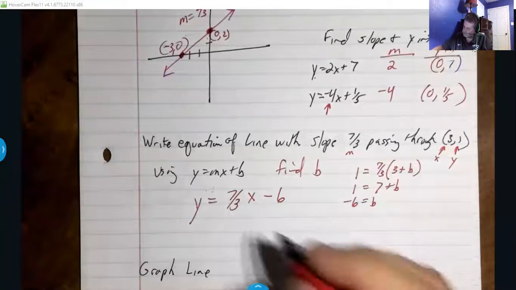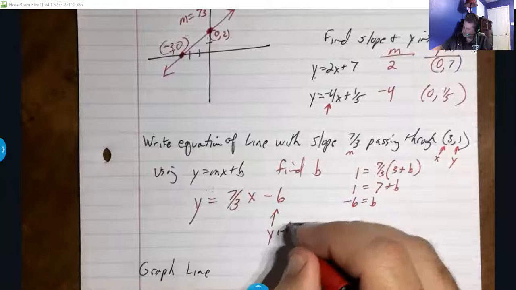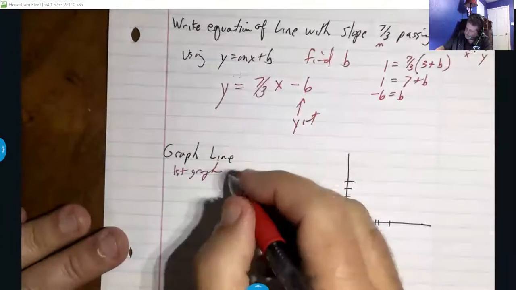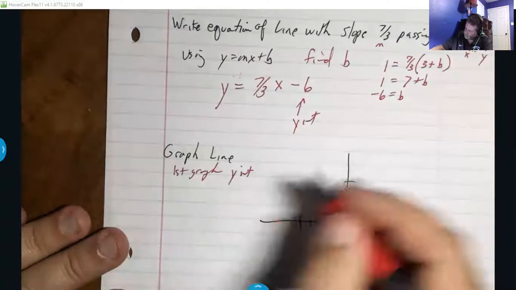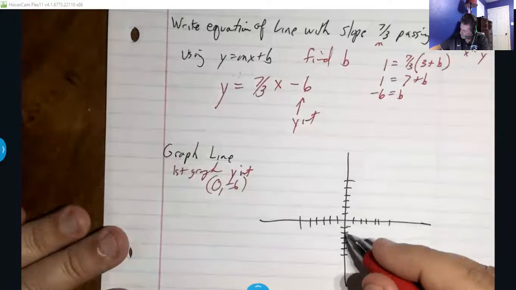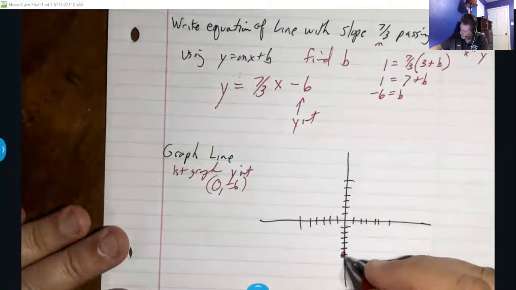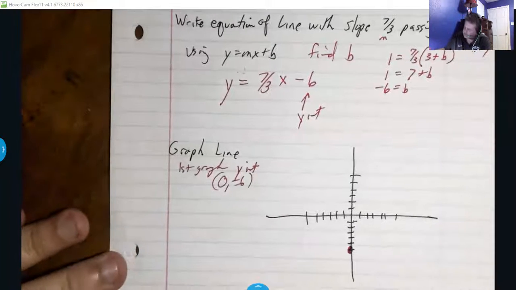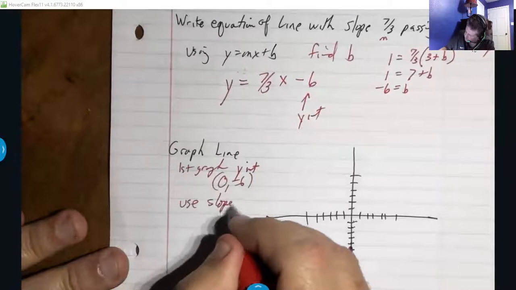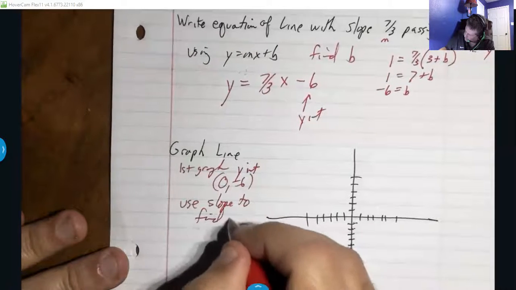So the y-intercept is at -6. That's the first thing you graph. So first graph the y-intercept. That's going to be at (0, -6). So 1, 2, 3, 4, 5, 6. There, it's right there.